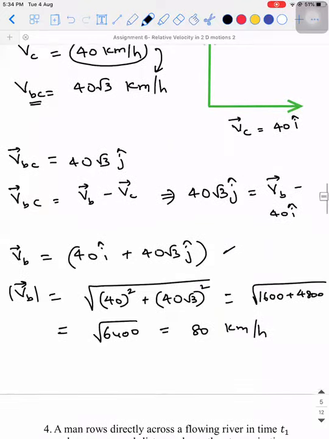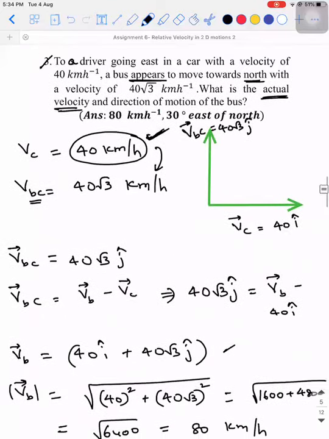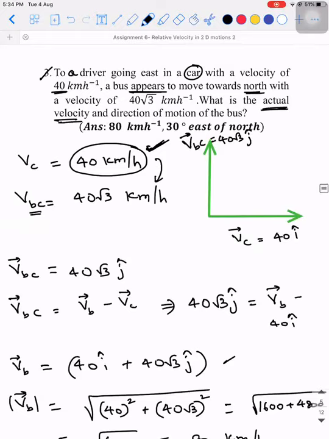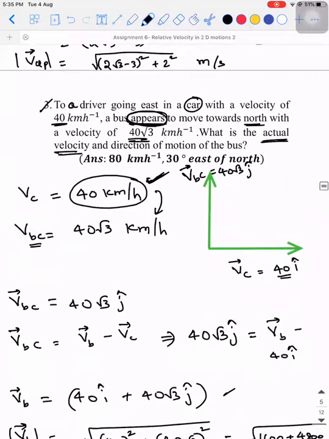Sir, VC means velocity of bus with respect to car, no, sir. In the question they gave velocity of car, no, sir. Let's see. Velocity of car is given. I've written it already. Then VB is only the velocity of bus, no, sir. Why are you finding the speed, sir? I'm circling the word: a bus appears to move. Bus is actually not moving. Bus appears to move towards north with a velocity of 40 root 3. Appears meaning he is feeling as if it is moving in the north. It is actually not moving in the north. It is moving in some other direction.